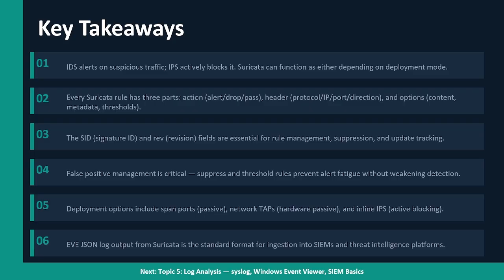So again, key takeaways: IDS will alert on suspicious traffic, IPSs block it. Suricata can function as both, but we're not going to worry about the IPS stuff. We're just going to do some of that IDS type analysis with it, but it can work on all of those. And there's those three parts of the rules: the action, the header, and the options. The signature ID and the revision is for rule management and update tracking. False positive management: make sure that you minimize the false positives when at all possible, but don't get too aggressive because you don't want to miss legitimate alerts.